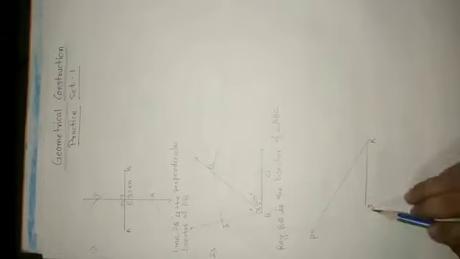See, this is an obtuse angle triangle PQR. Here the question is, you have to draw the point of concurrence of the angle bisectors of each angle. Means here you have to bisect each angle, angle P, angle Q and angle R.